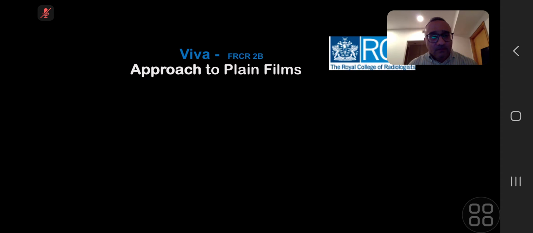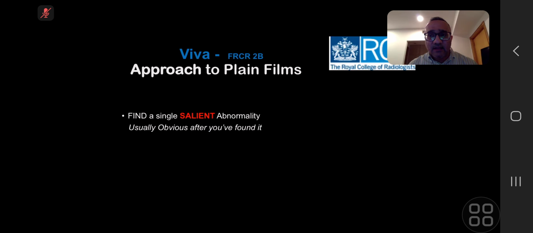I mean, most of you will know it, but I think it's better to just revise it before we start practicing it today. The main aim when a plain film goes up in the viva is to find a single salient abnormality, which is usually obvious after you've found it, right? You can't get your eyes away from it. So I think that's very important. It might be hiding somewhere, but there's usually a salient abnormality that the examiner wants you to detect, describe, and then take on further.